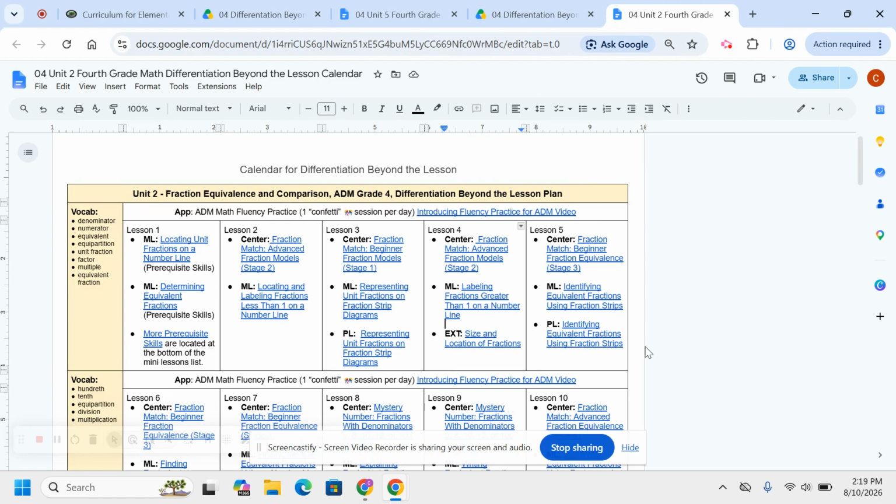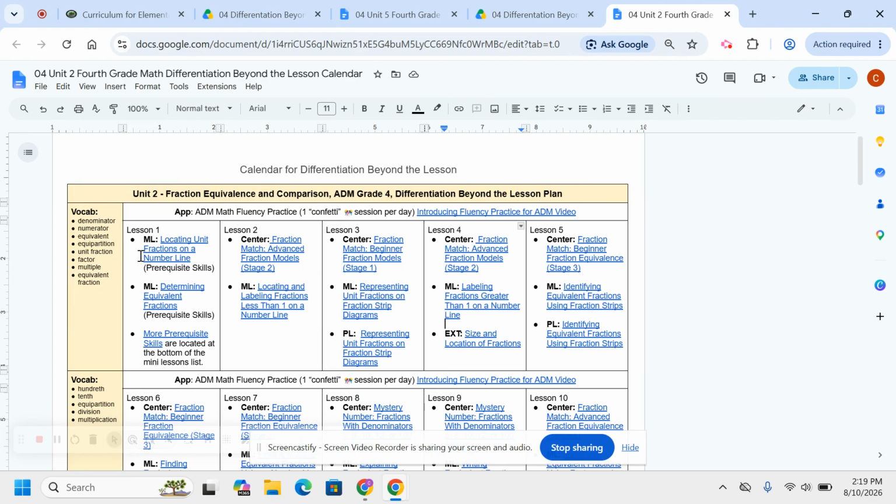At the top of the calendar, you will see the ADM fluency practice with guidance. This is a hyperlinked video that will be above in every single one of these that you'll see. What this link is going to do is link you to a video that explains the design and use of the ADM fluency component and what a confetti session is. Building fluency should be a daily goal of intervention and is accomplished primarily in the fluency practice and the centers.